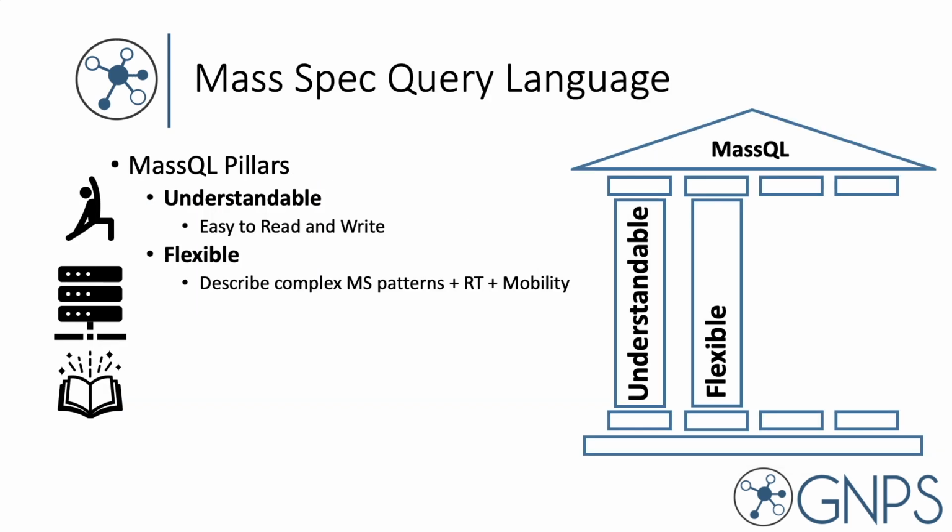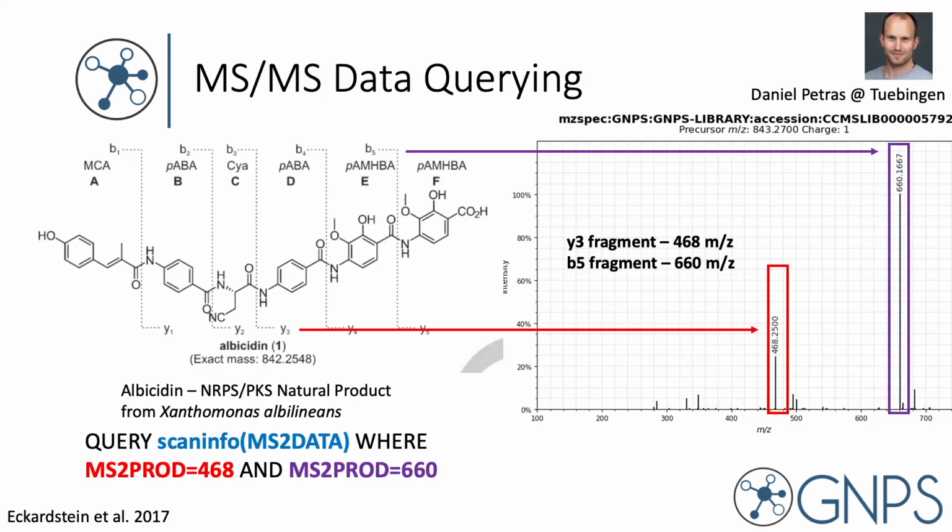And so moving on for flexibility, I want to describe to you a subset of the functionality of the language and the complex patterns that you can actually describe. In this very simple example, working with Daniel Petrus, he's looking for this family of molecules called albicidins with these two distinctive large peaks.